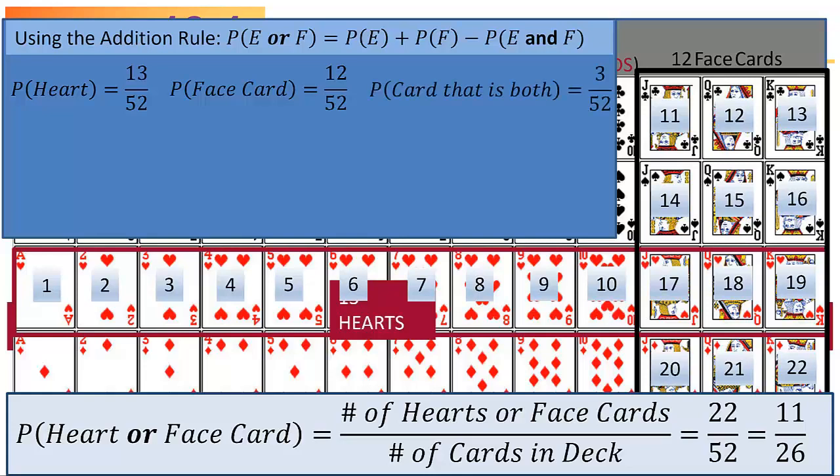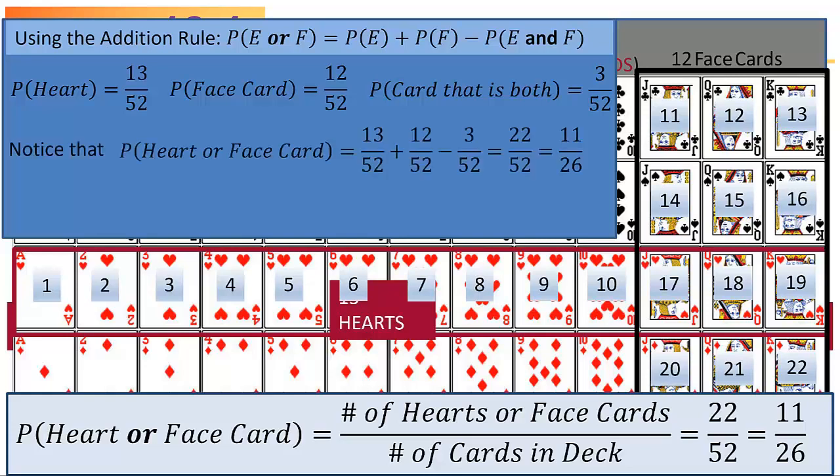And if I apply the formula, I'll see that I still need to calculate the probability that a card is both a heart and a face card. And if you look at the picture, there are 3 hearts that are also face cards. That's the Jack of Hearts, the Queen of Hearts, and the King of Hearts. So the probability that the card is both is 3/52.